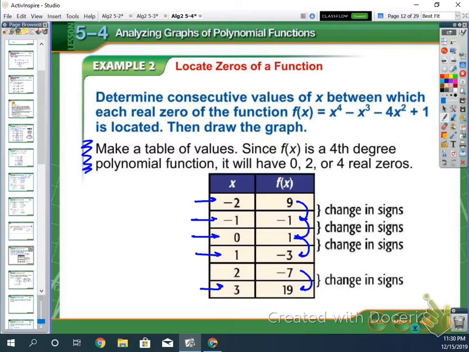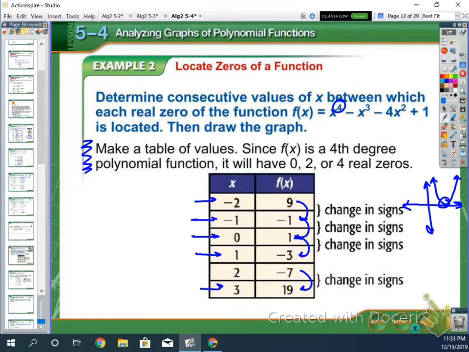Since f of x is a 4th degree polynomial function, it will have 0, 2, or 4 real zeros. So you should be focusing on your degree to help you determine how many zeros you're looking for. Since this is an even degree function, we're going to expect to see an even number of real zeros. The only exception to that rule is if we have one of those situations where, I'll sketch it over here for you so you remember what I'm talking about. Let's say I have a parabola that barely just glances off the x-axis. That might only have one solution, even though it's an even function. So just keep that in mind.